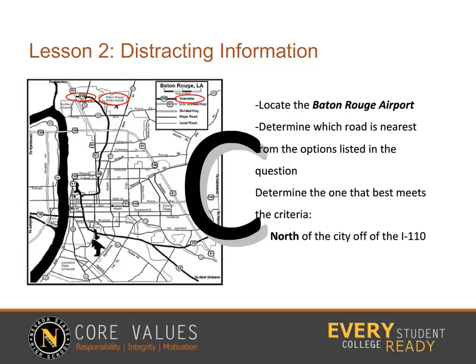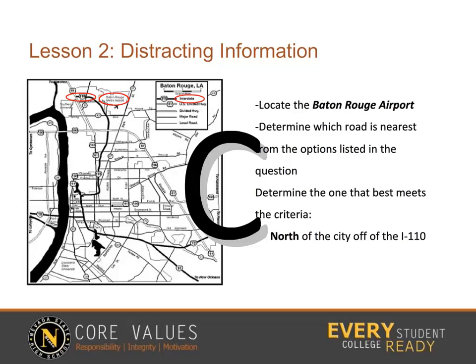All right, let's see how you did. This question is asking for the location of the Baton Rouge Airport. Locate this information on the map given to you, and let's see if you got the correct answer. Determine which highway or interstate is nearest to the airport from the options listed in the question. The key will show you how to identify the interstates on the map.